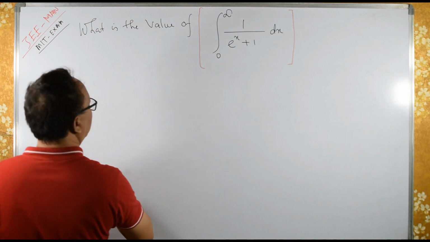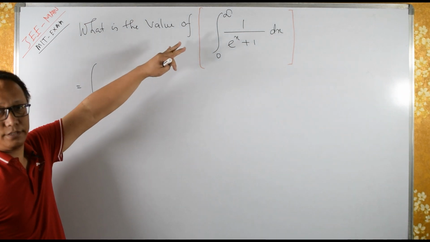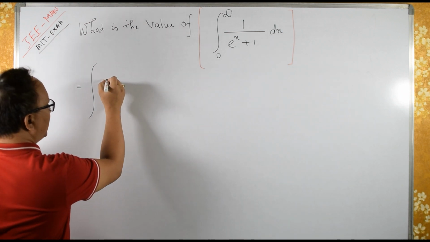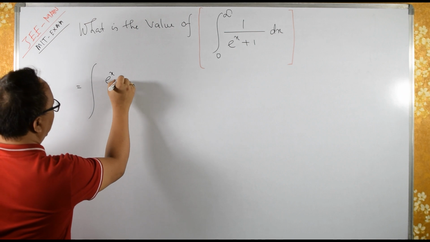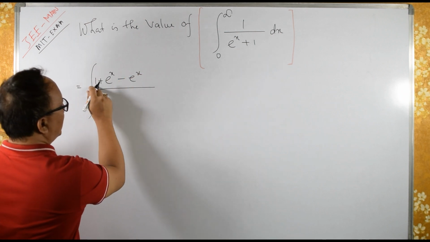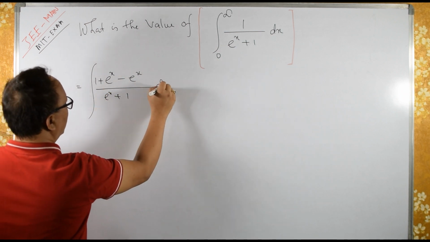Now let's start. I will adjust e raised to x in the numerator only. So I can say it's e raised to x minus e raised to x, there 1 plus 1 is there, so I have e raised to x plus 1 dx.